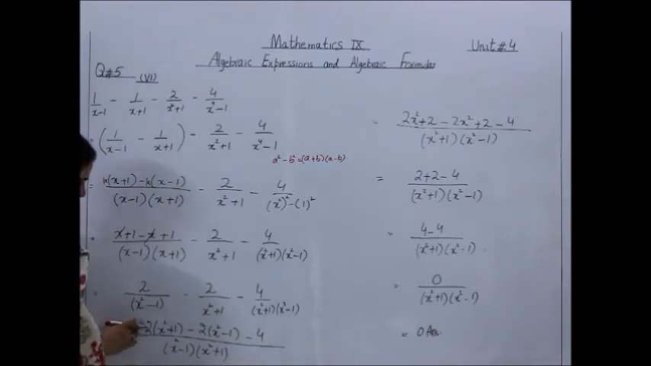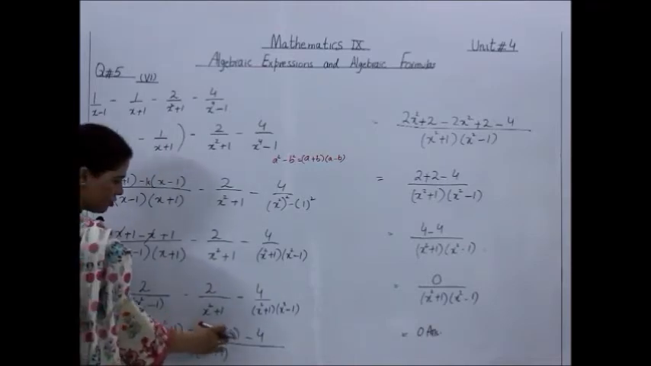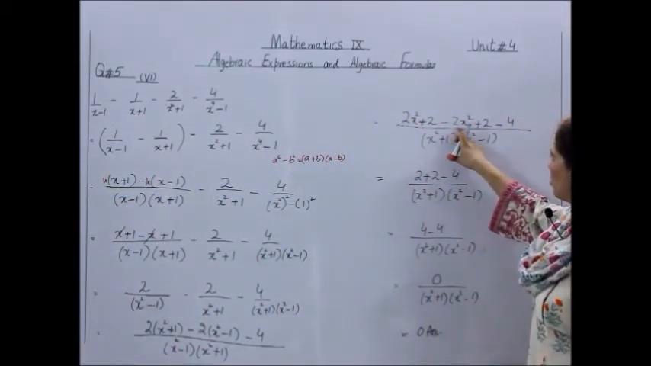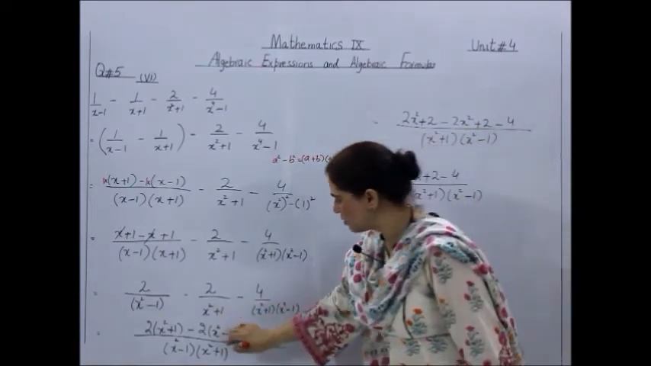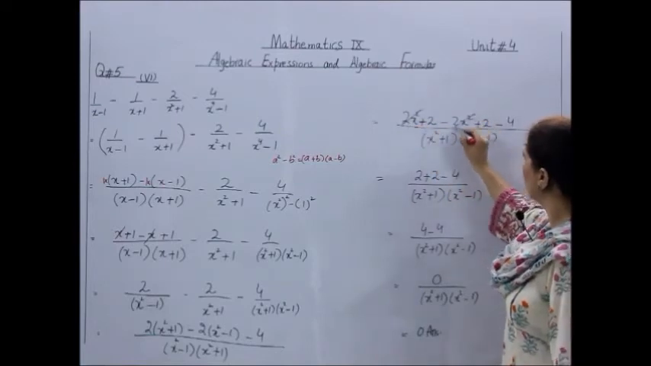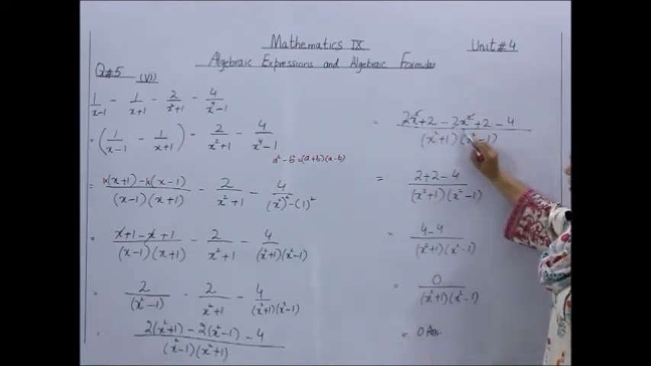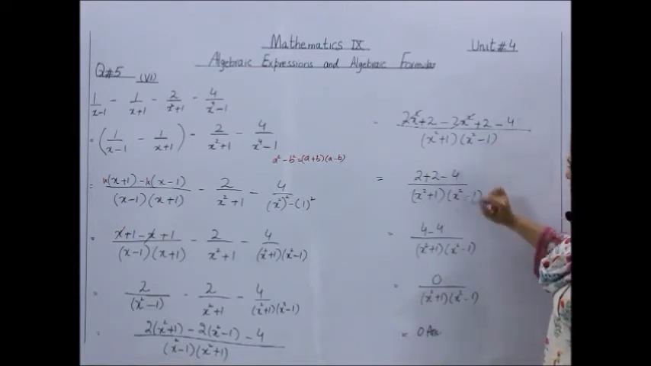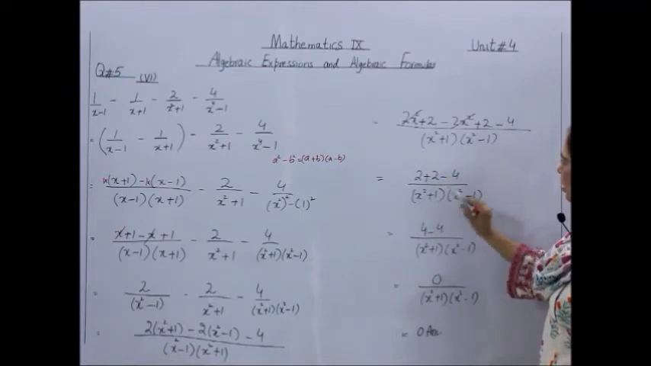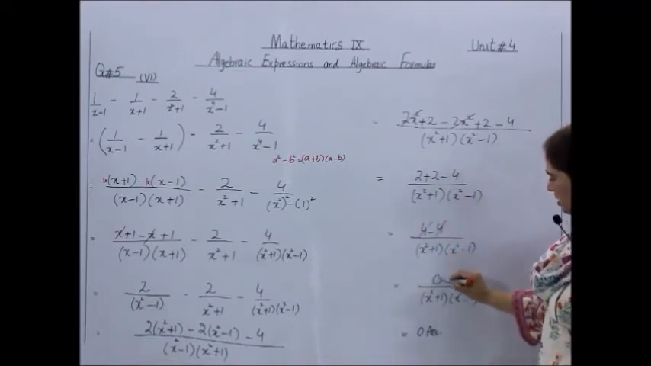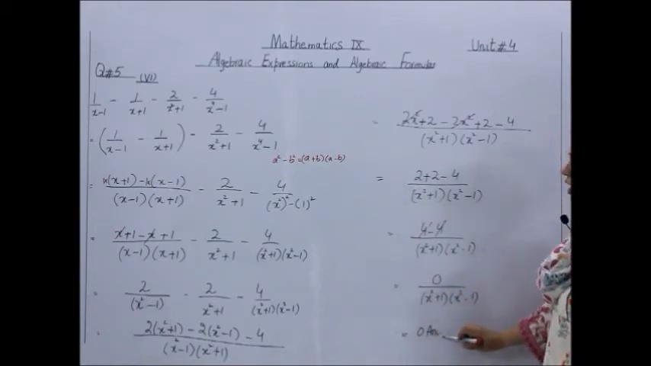Okay, now we will multiply this 2 with this and this minus 2 with this. We will get 2x square plus 2 minus 2x square plus 2, as minus times minus is plus, minus 4. See, this 2x square cancels with minus 2x square, 2 plus 2 and minus 4 is left. 2 plus 2 is 4, 4 is cancelled out with minus 4, we will be left with 0, and when 0 is divided by something, we get 0 as our answer.